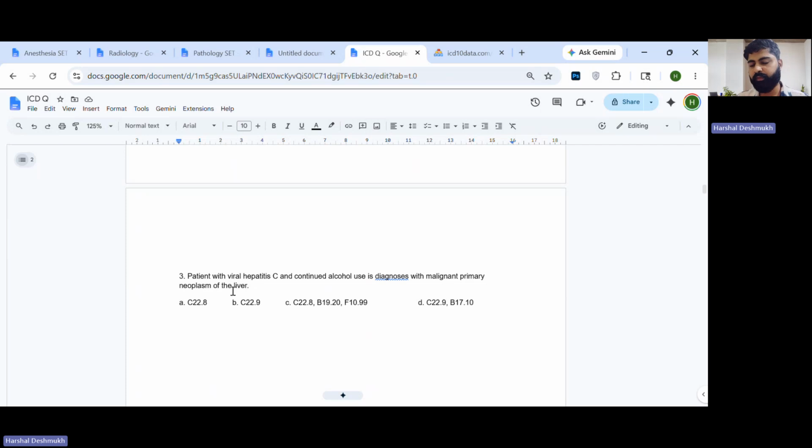There you go. You'll have to look up a code in your book. A patient with viral hepatitis C and continued alcohol use is diagnosed with malignant primary neoplasm of the liver. You have your four options. Try to get the answer as quickly as you can.